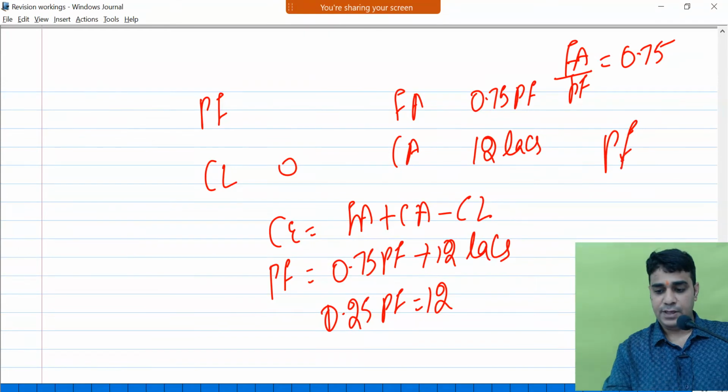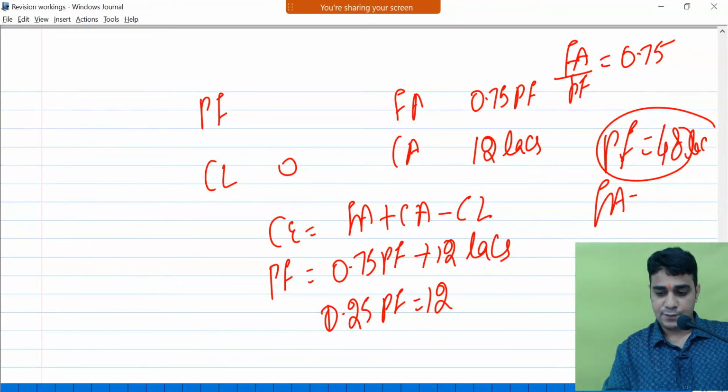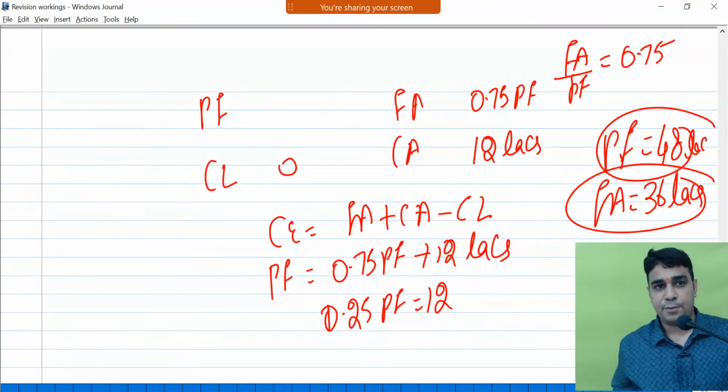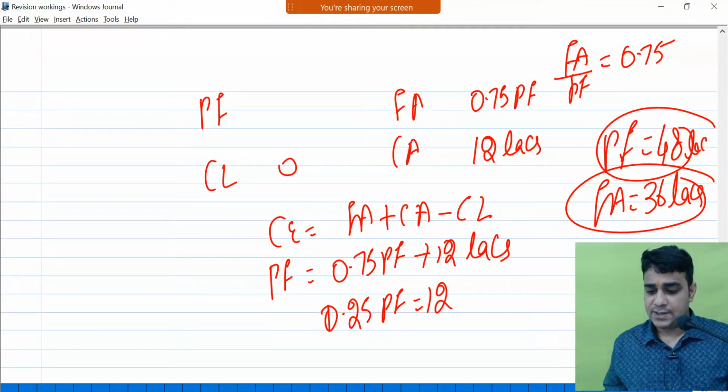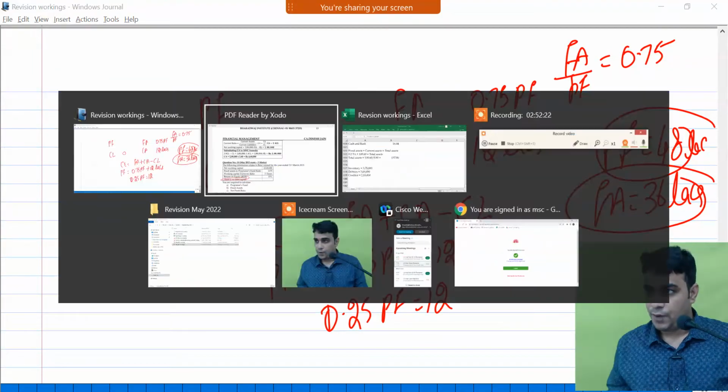Proprietor funds would be 48 lakhs. Fixed assets would be 36 lakhs. Fixed assets to your proprietor fund ratio: sorry, fixed asset is 36 lakhs and proprietor fund is 48 lakhs.